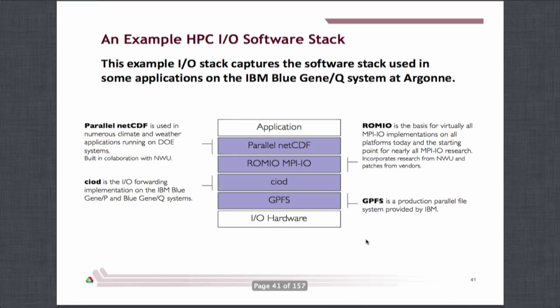Skip ahead just a little bit to talk about specifically systems at Argonne. Narrowing down further into a specific example, your data model library might be parallel netCDF. Your transformation library is likely MPI-IO, and CIOD is the forwarding software that's deployed on Mira, and GPFS is the storage system. So this is the exact stack that you will see a lot of times. You can swap out parallel netCDF for HDF and get similar results.